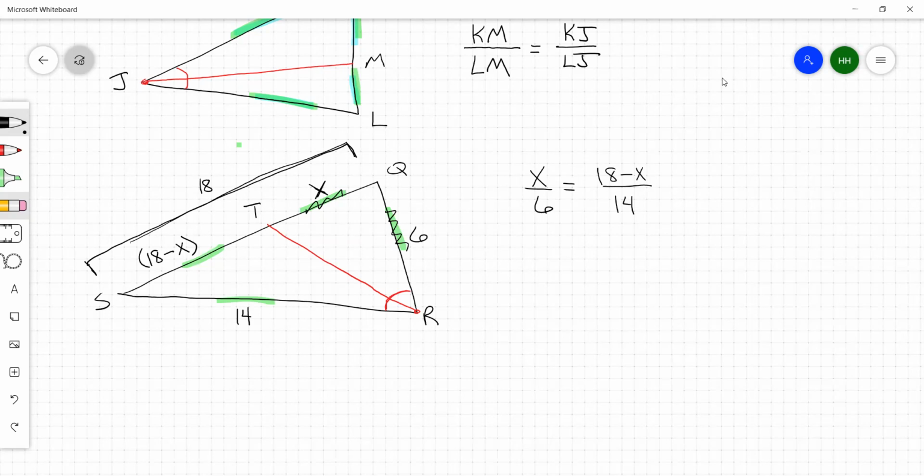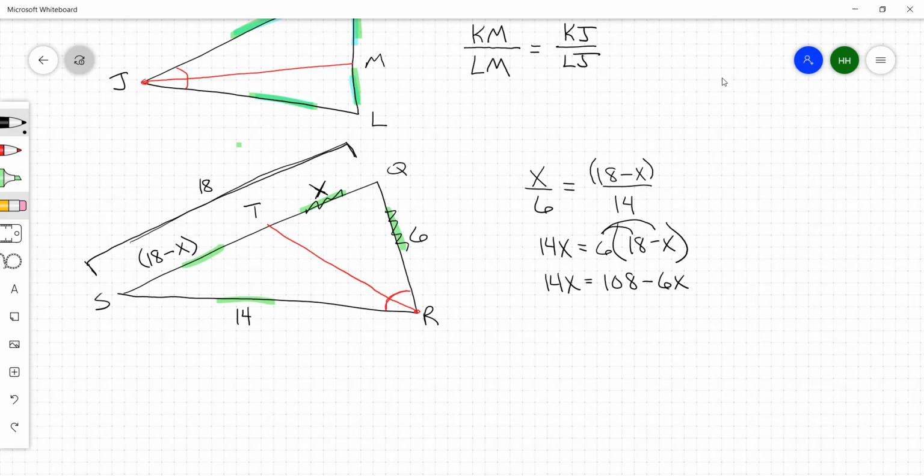So now when you crisscross multiply, you have to do the distributive property. So I'm going to do the X times 14 first. We're going to get 14X equal to 6 times 18 minus X. So now this 14X is going to be equal to 6 times 18. What is 6 times 18? That's 108. Minus, you got your 6 times 18, and then you got your 6 times negative X, and that's minus 6X.